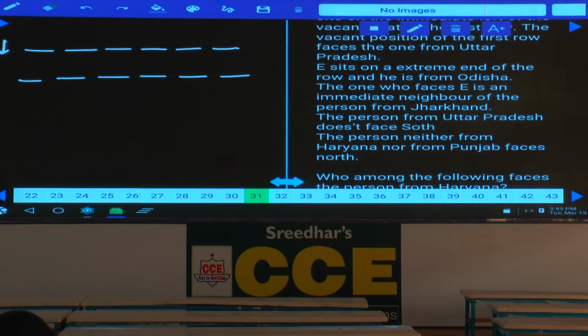Now this is row 1 and this is row 2. And now in this one E sits at one of the extreme ends of the row. Hence E is here, and this E is from which place? E is from Odisha, and the one who faces E is an immediate neighbor of the one from Jharkhand, and this person is from Jharkhand, isn't it? Next one, the person from Uttar Pradesh does not face south, hence Uttar Pradesh is facing towards north, isn't it? And the person neither from Haryana nor from Punjab faces north. That means Haryana and Punjab are facing towards south only.